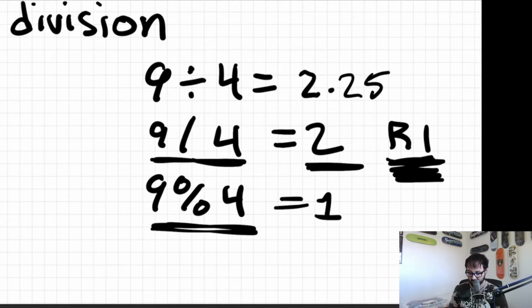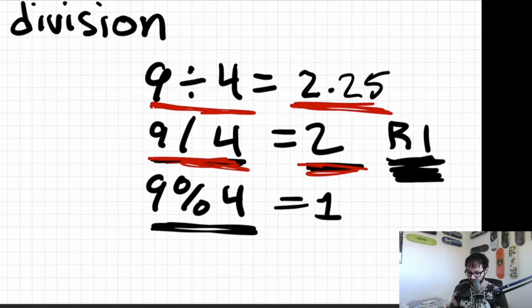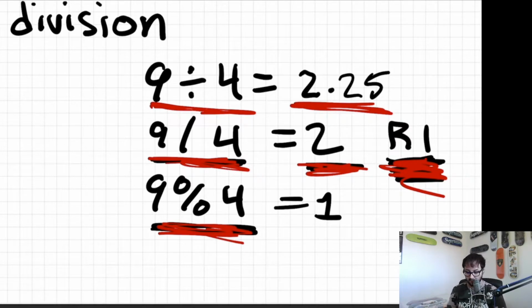So like 9 divided by 4, that's 2.25. But in a computer, 9 divided by 4, that's only going to be 2. Well, if they're integers, which in this case they are. But how do we get that remainder of 1? We get that through the modulus operator. So 9 divided by 4 gives us 2, because 4 times 2 is 8. We can't put 4 into 1 nicely, so we just cut it off and we're done. And we get that with the modulus.